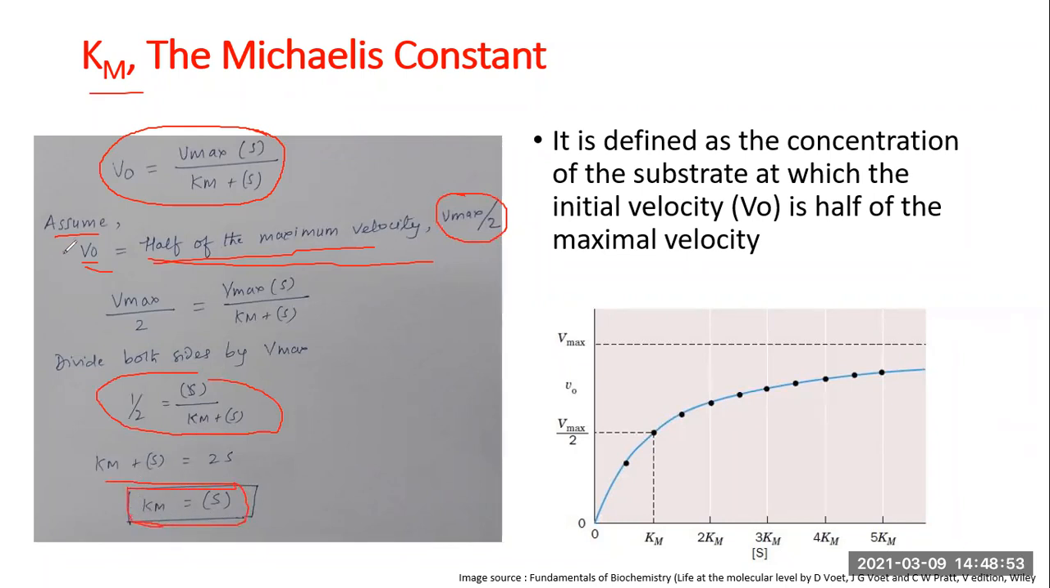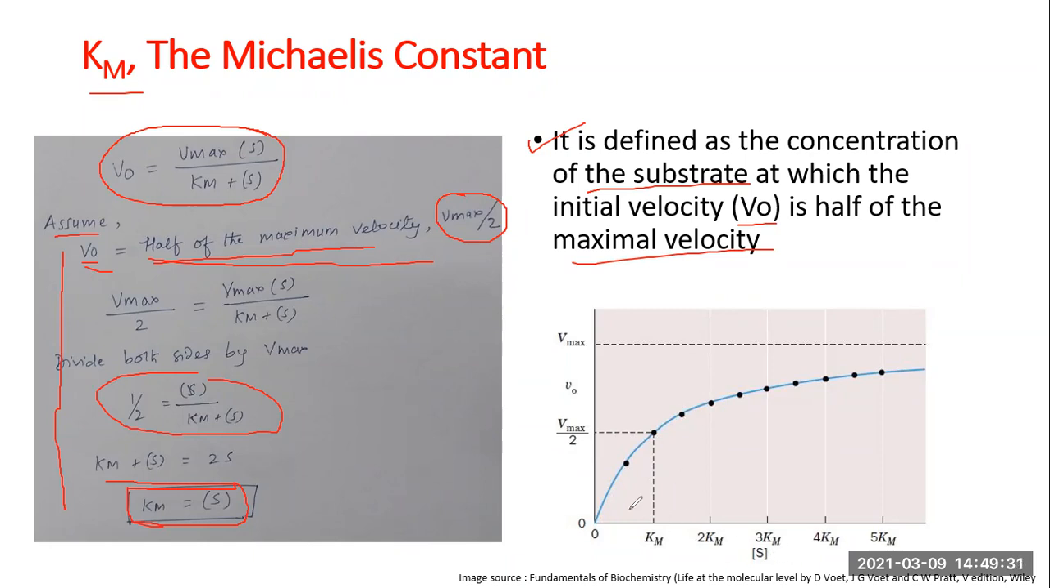Okay, you must learn how to derive this, right? So you get Km is equal to S when initial velocity is half of the maximum velocity. So that becomes the definition of the Michaelis constant also: it is defined as that concentration of substrate where the initial velocity V0 is half of the maximum velocity. That concentration of substrate is called Km. And how can you experimentally obtain it? You can obtain it by the direct plot.